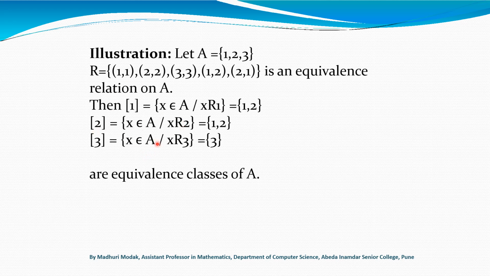So in this way, for every element of that set, we can decide its equivalence class. Now here, if you observe, the equivalence class of 1 and the equivalence class of 2 are identical. That means they are exactly the same. And the equivalence class of 1 and the equivalence class of 3 are disjoint, meaning they do not have any element in common. Same way, the equivalence class of 2 and the equivalence class of 3 are again disjoint.